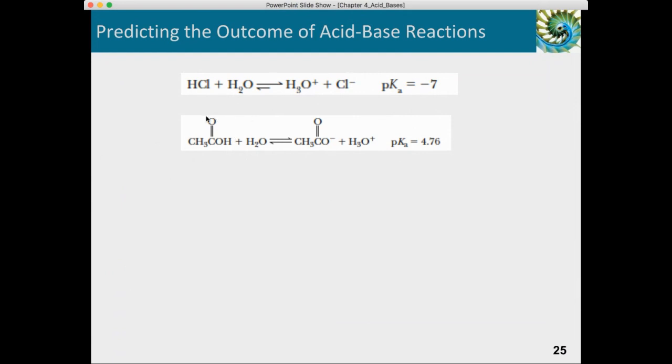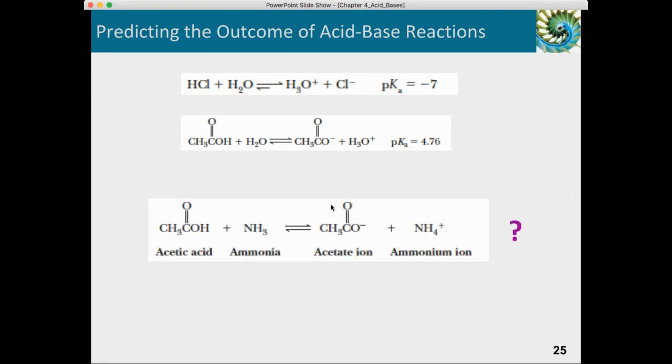An example of that is acetic acid, which is represented here in the slide. So by looking at the pKa values of these two acids in water, you can determine which side the equilibrium is favored. But what happens if you have a reaction in which, instead of water, you have an organic solvent? How do you determine the pKa? How do you determine which side the equilibrium is favored?